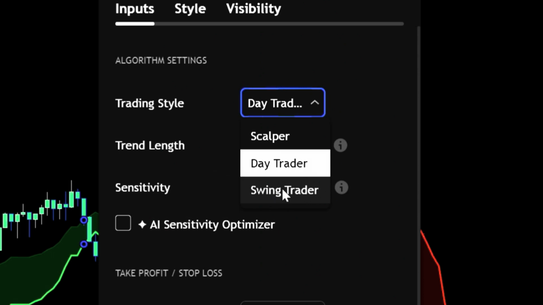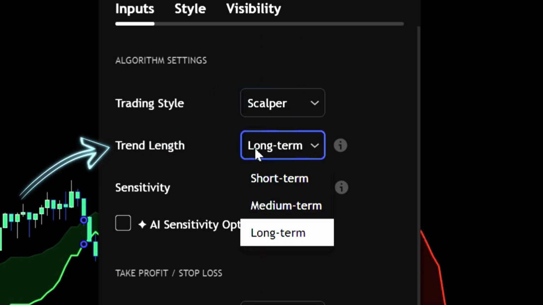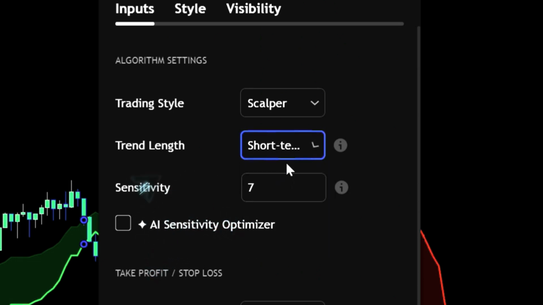I'm picking a scalper here because it pumps up more signals on the chart, which is perfect if you're looking to catch quick trades. Next up, there's trend length option, short term, medium term, or long term. I'm going with the short term since it zeroes in on the latest price moves, giving us that fast analysis scalpers need. It's all about staying on top of what's happening right now.